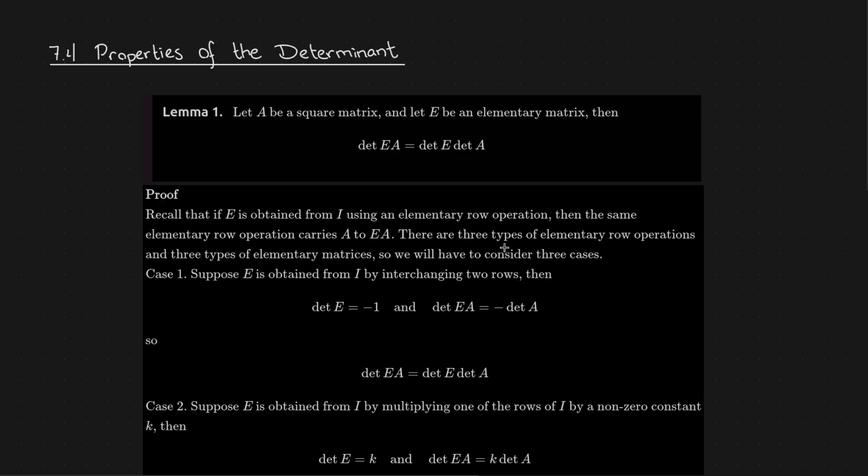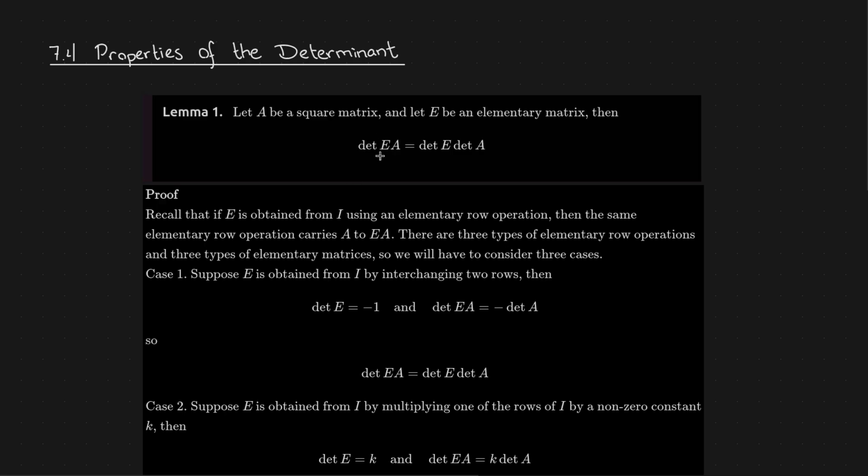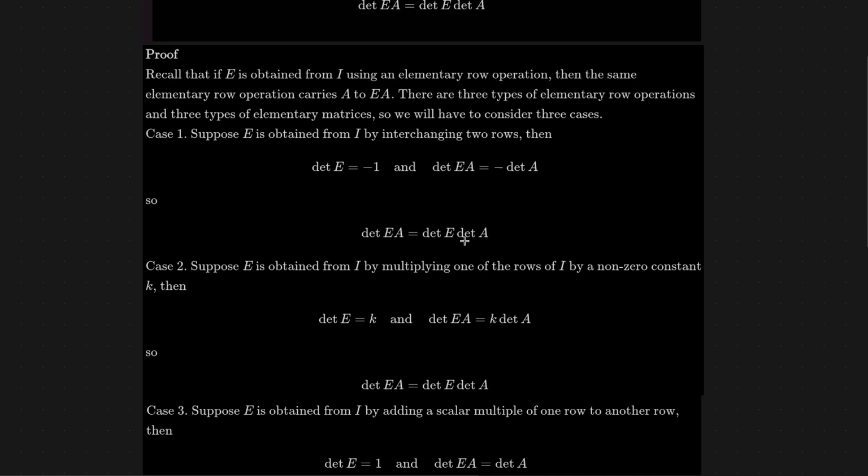All right, so let's get into it. Let's look at the proof. The proof is pretty straightforward. You just find what the determinant is on one side, find what the determinant is on the other side, and make sure they are equal. You do have to look at every elementary row operation one at a time. Okay? So, case one, suppose E is obtained from I by interchanging two rows.